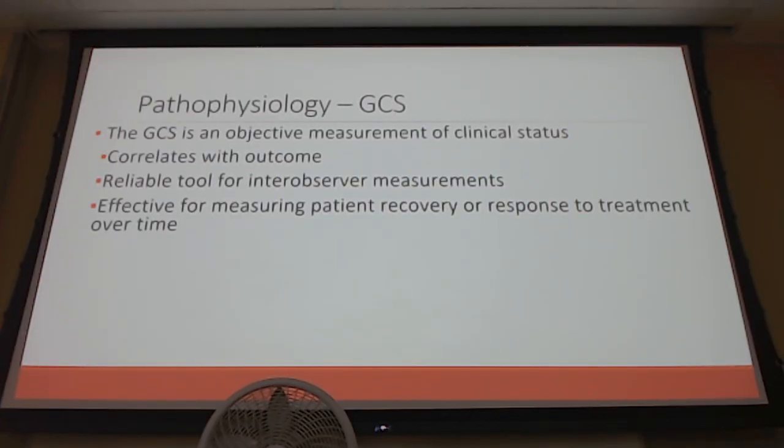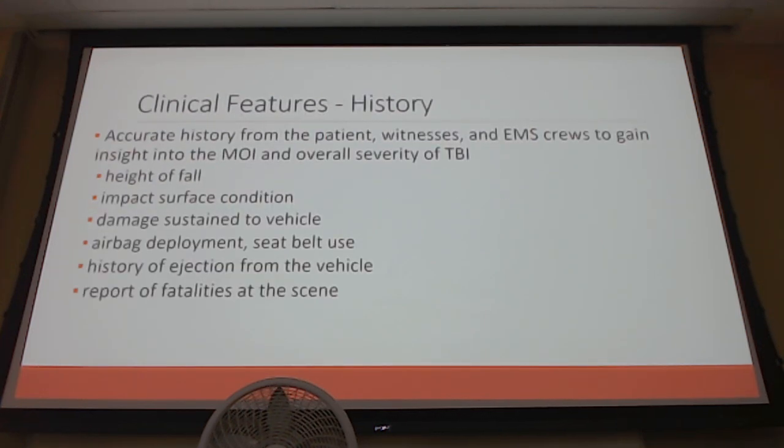All right. So like I said, we want to get that initial GCS. It does have quite a bit of evidence behind it. It is still kind of basic overall, but it is the most researched tool that we have. So we want to assess that initially when they present. If we can get that accurate history, that's very important. So once again, if EMS has a GCS, and then we want to know what the mechanism of injury is.